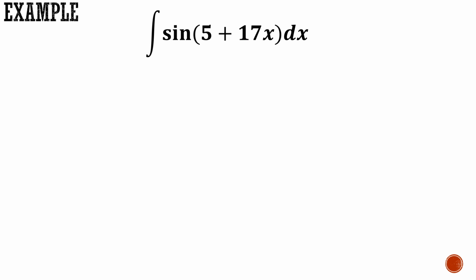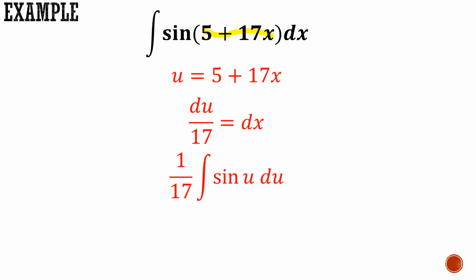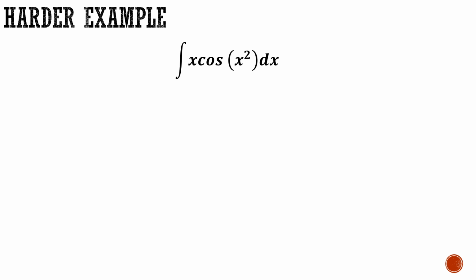All right, another similar problem, and at this point you should start seeing the patterns. Again, my u is going to be this inside, so u is going to be 5 plus 17x. That means du is going to be 17 dx, or du over 17 will be dx. So really I have 1/17 the integral of sine u. Well, the integral of sine is negative cosine, so I have negative 1 over 17 cosine of u, but instead of u I'm going to put in the 5 plus 17x plus c.